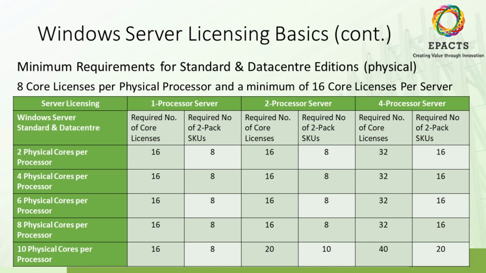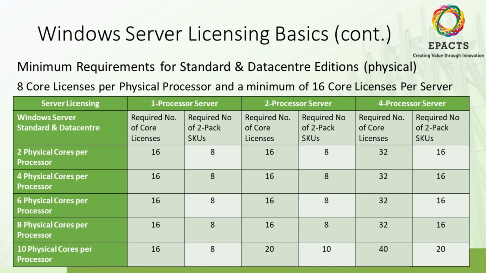Now, each core license covers 2 physical cores of your processor. The minimum number of licenses that we need to buy for the server is to cover a 16 core physical box, which means we need to buy 8 core licenses at the very minimum. So if you look at this table, for a one processor server which has 2 physical cores, the minimum number we still need to buy is for a 16 core box, and the number of two packs we need to buy is 8.